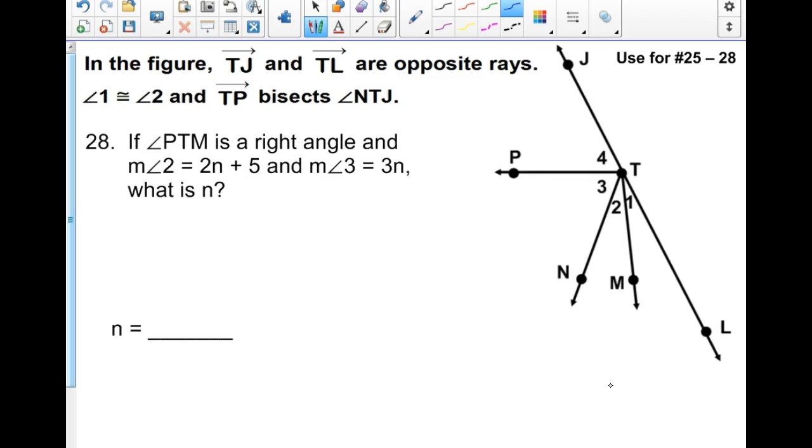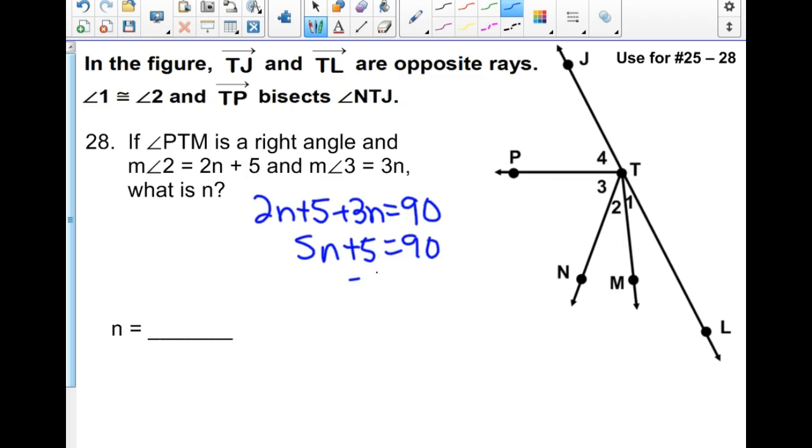Okay, this is the same diagram. If angle PTM is a right angle, and angle 2 is 2n plus 5, and angle 3 is 3n, then those two angles, angle 2 and 3, would add up to 90. So 2n plus 5 plus 3n equals 90. 5n, combine your like terms, subtract 5 from both sides. 5 times n would be 85. Divide both sides by 5. And n is 17.